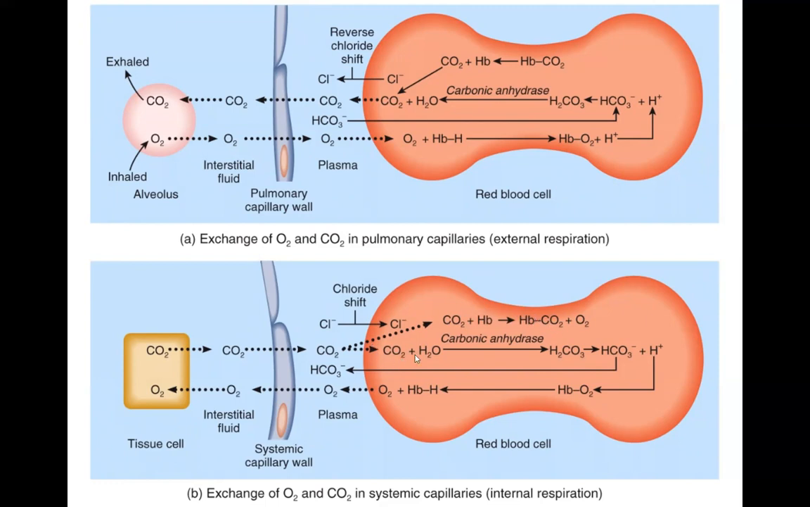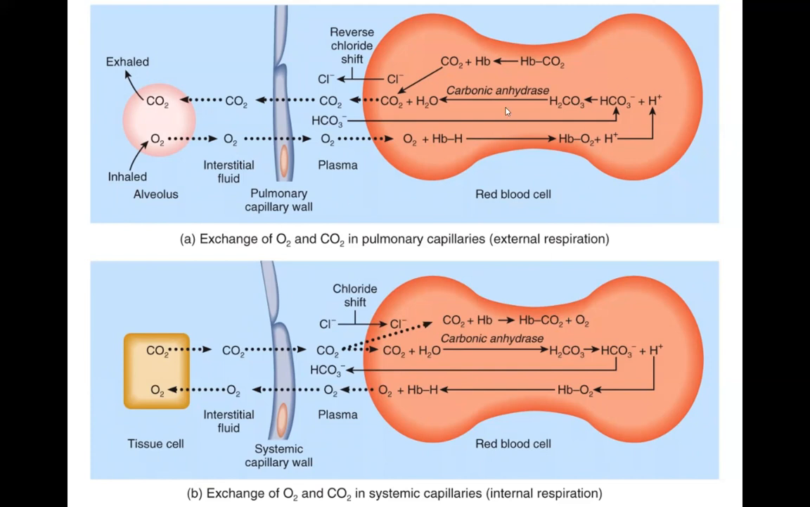But most of that CO2 is combined with water and goes to that reaction we just talked about, resulting in the formation of bicarbonate, which goes back out into the blood, and the hydrogen ions that will either bind to hemoglobin, or it doesn't show it, but will go out into the plasma as well. Now, while bicarbonate comes out of the red blood cell, chloride comes in. That's why we call it a chloride shift.